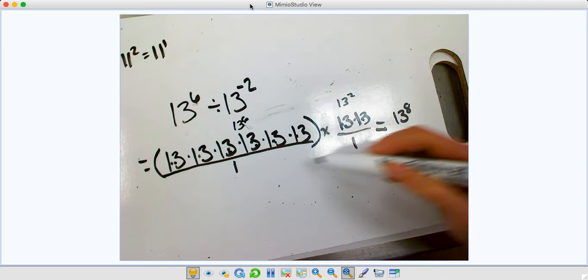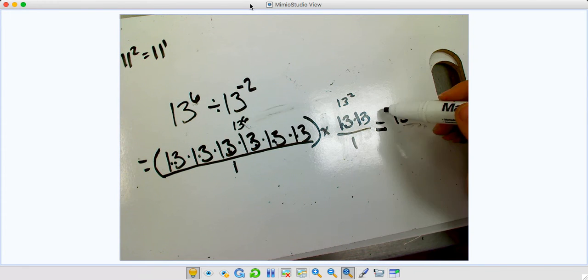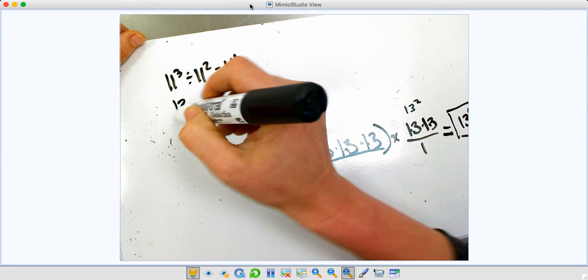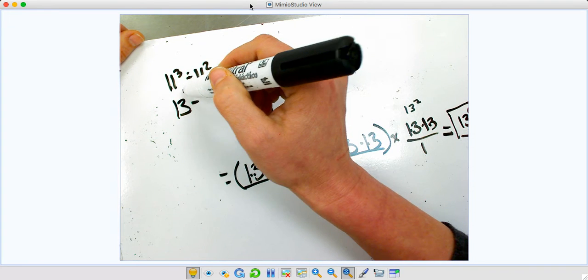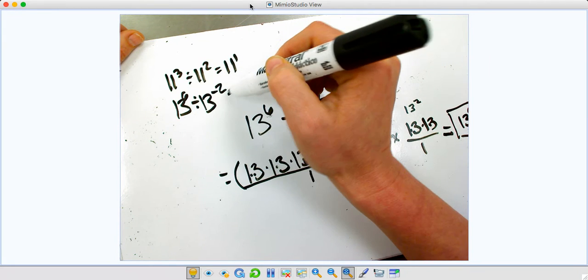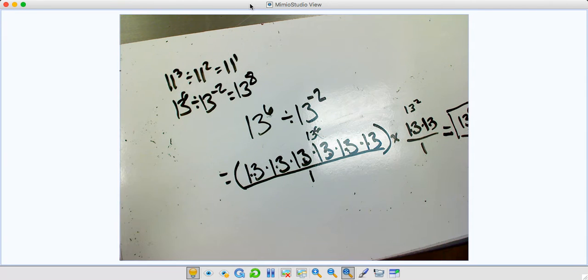And then 1 times 1 gives us 1, and we know that anything over 1 is just itself, so our final answer is 13 to the 8th power. So our second clue is that 13 to the 6th power divided by 13 to the negative 2nd power equals 13 to the 8th power. Okay.